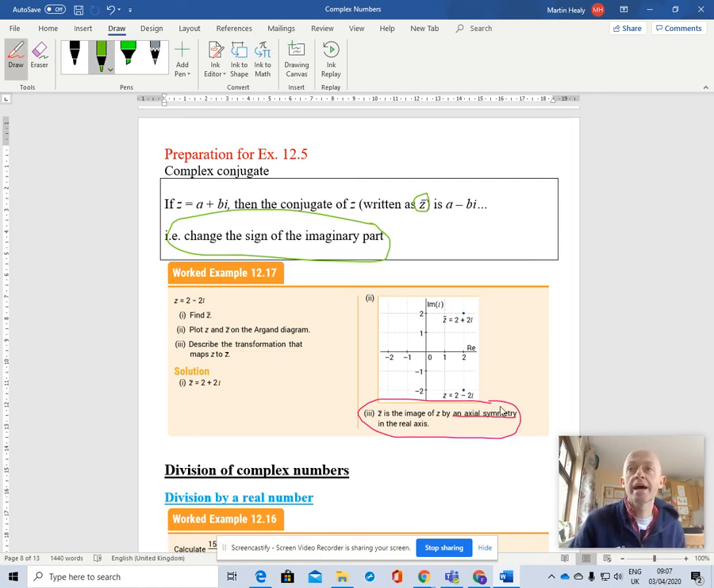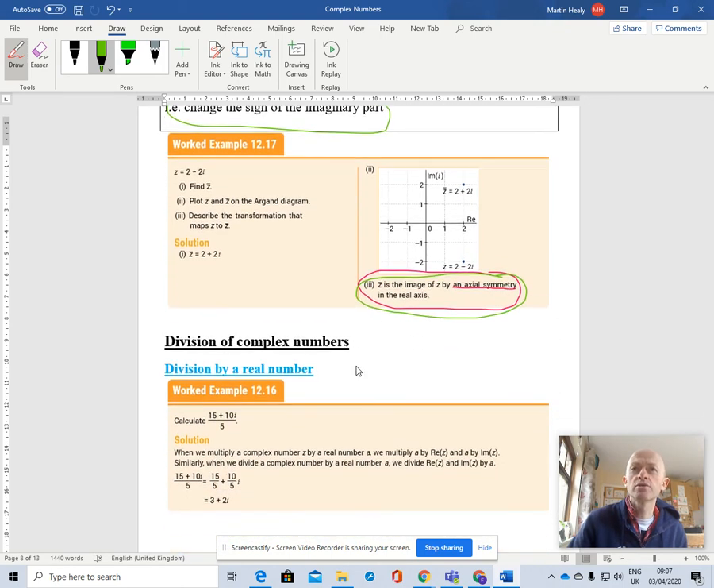It's basically an axial symmetry in the real axis. For example, in this example here, I had 2 minus 2i down here. So find the conjugate, it becomes 2 plus 2i. So what you've actually done is an axial symmetry in the real axis.